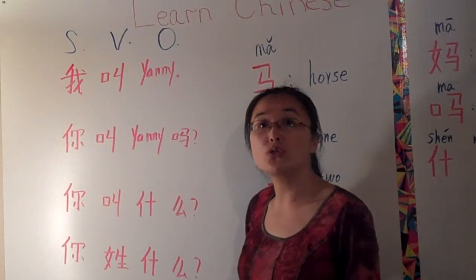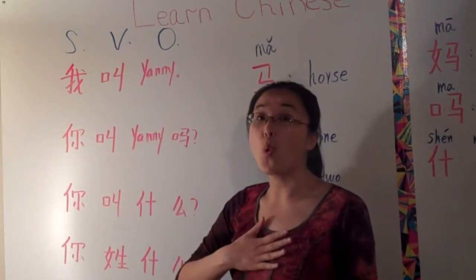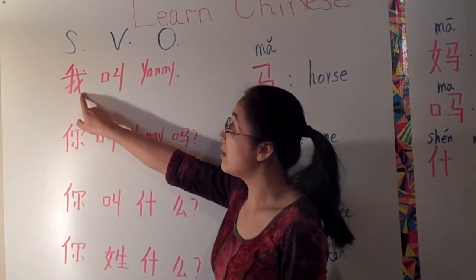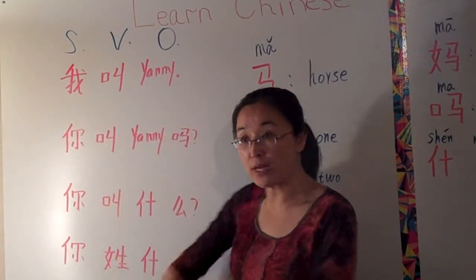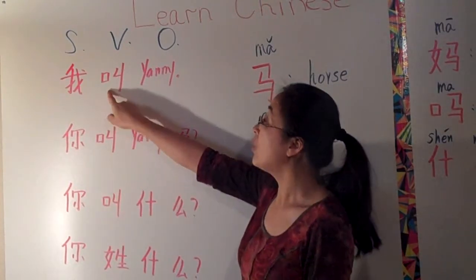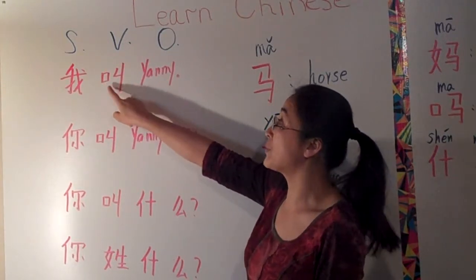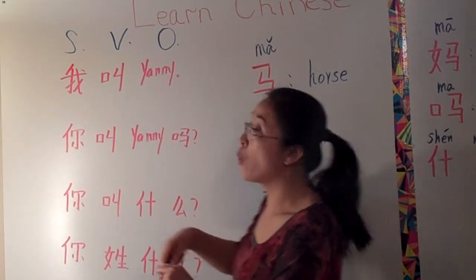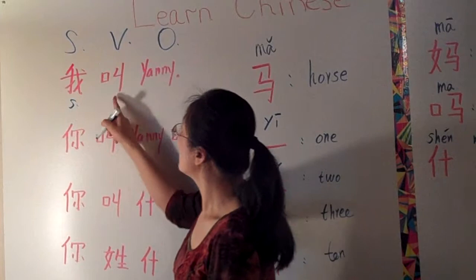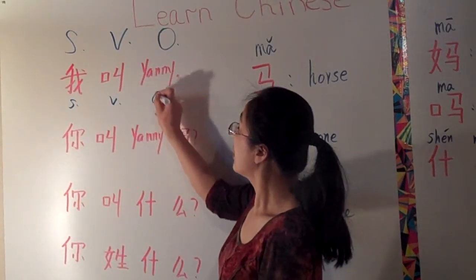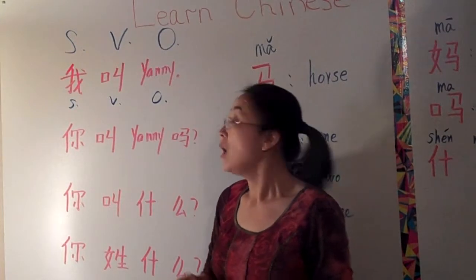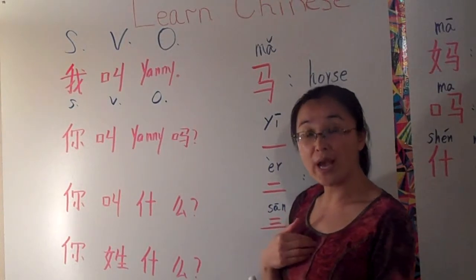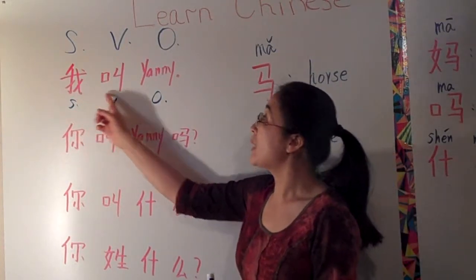Yesterday we learned how to introduce yourself. 我叫压你。我, dagger in your hand, means I, right? 叫, with the mouth and you count 4 times, to be called. 我叫压你。Let's have a look. 我 subject, 叫 verb, 压你 object. I am called Yani. I am Yani. 我叫 Yani. So this is how we make a statement.